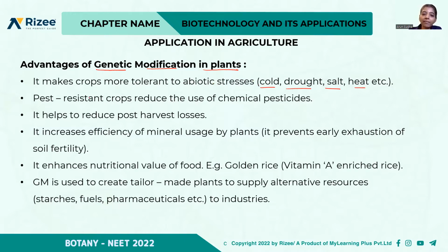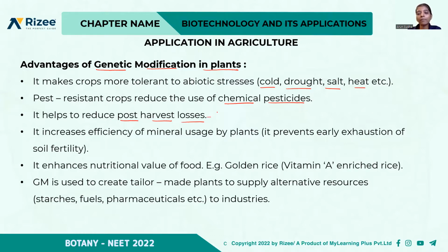And then the second advantage is that pest resistant crops reduce the use of chemical pesticides. So we need not use large amounts of chemical pesticides. So it reduces the pollution. That is one of the main advantages. And it helps to reduce the post-harvest losses. So how does it reduce the post-harvest losses?